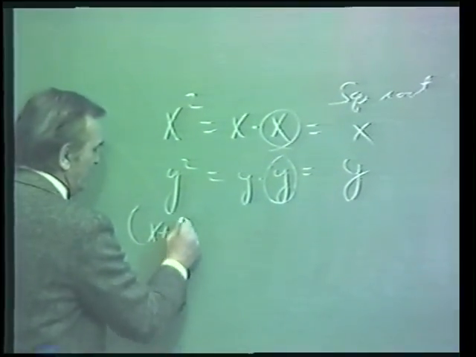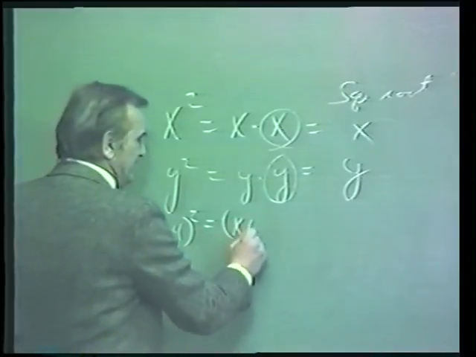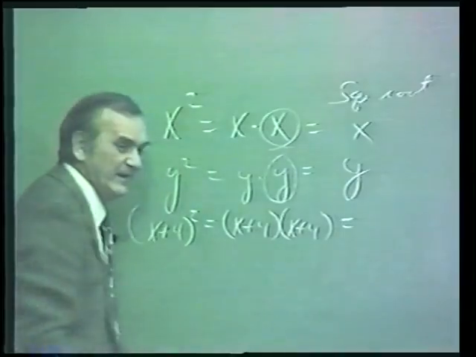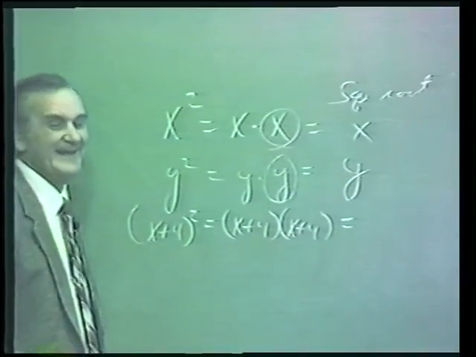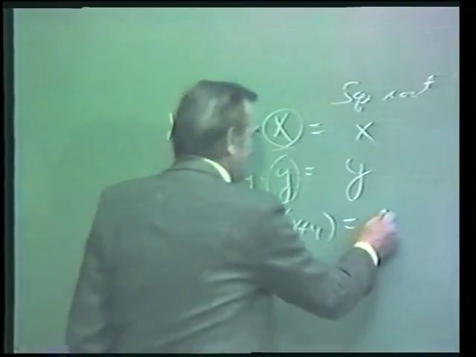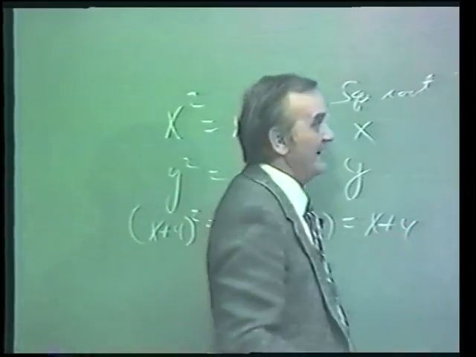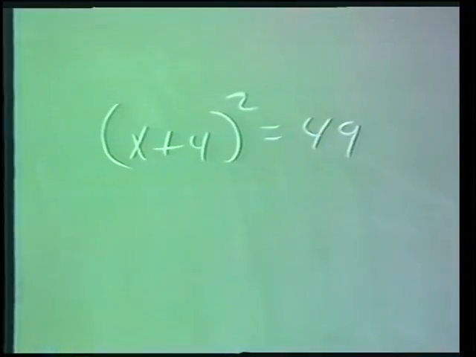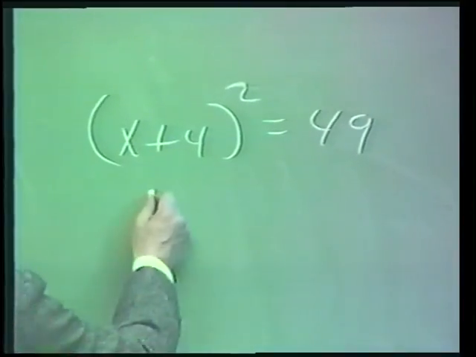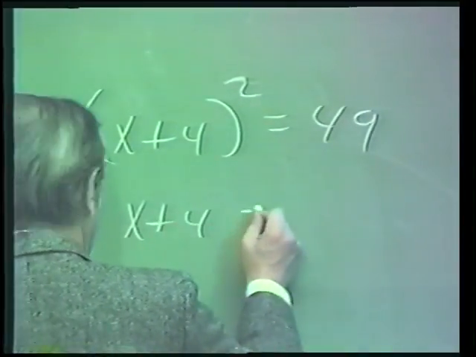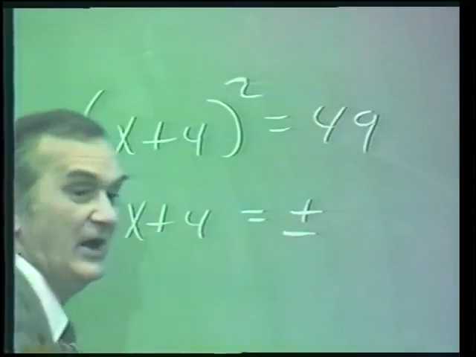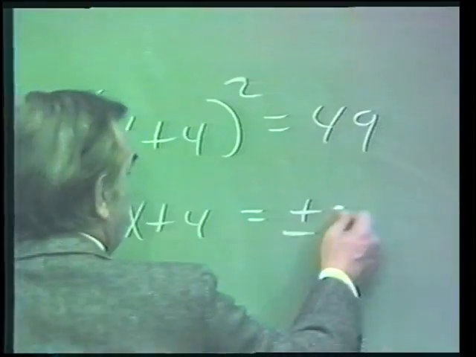Quantity x plus 4 squared means quantity x plus 4 times x plus 4. Therefore, if we take the square root of the left side, we come out with x plus 4. If I take the square root of the right side, I get plus or minus, always plus or minus, 7.